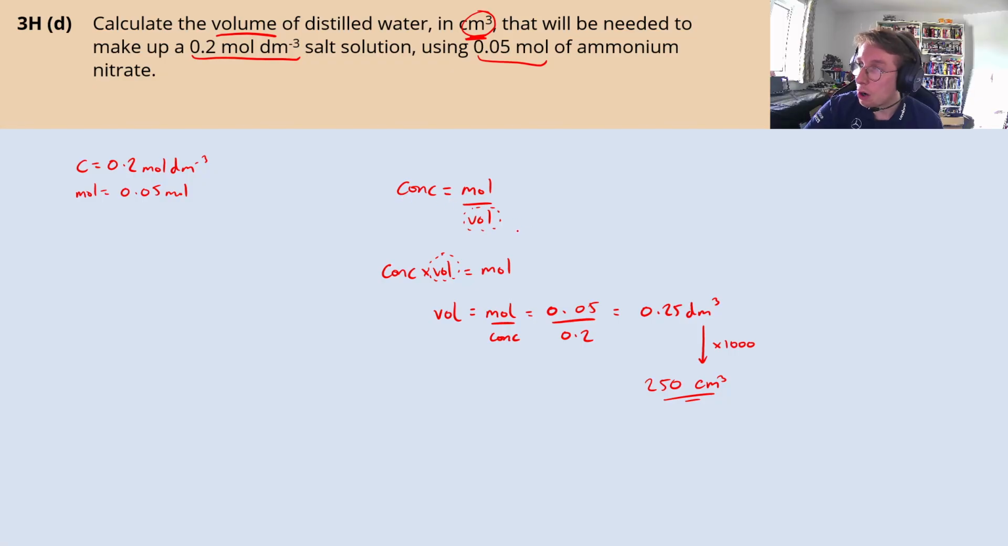Now this is worth 3 marks in total, this question. So you'll get 1 mark for doing the rearrangement. You'll get a mark for, sorry, is it worth it? No, it's worth 2, sorry. You'll get 1 mark for doing the rearrangement there, and then you get 1 mark for getting your final answer. So getting the 250 at the end. Sorry, it's worth 2 marks.